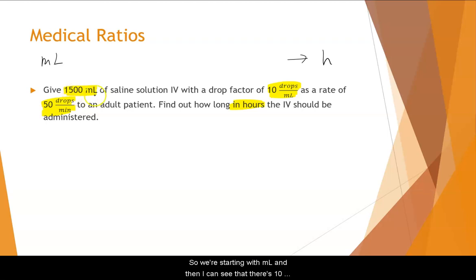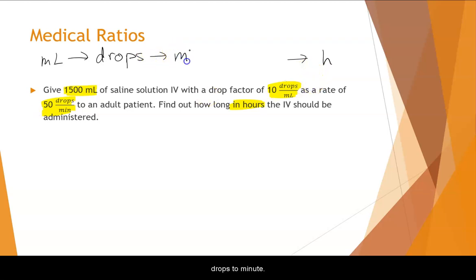So we're starting with milliliters, and then I see that there's 10 drops per milliliter, so I can go from milliliters to drops. And then this tells me that there's 50 drops per minute, so that means I can go from drops to minutes. And then minutes, I can convert to hours. So this is my plan.